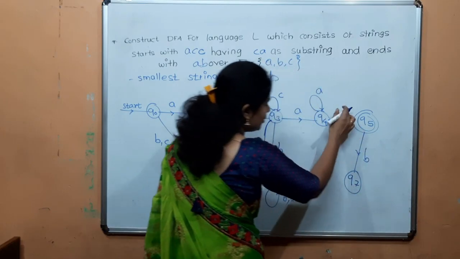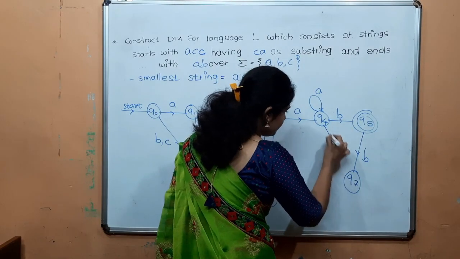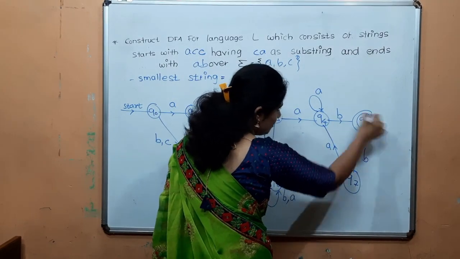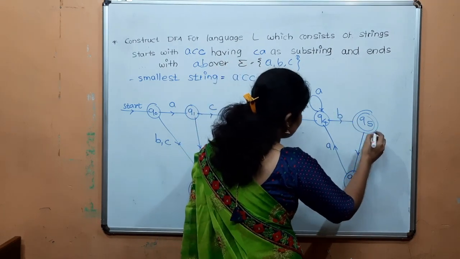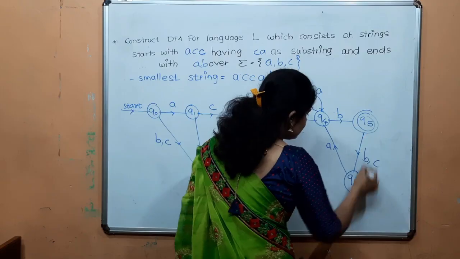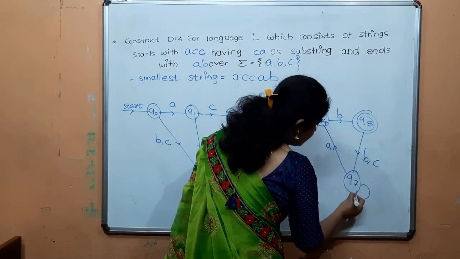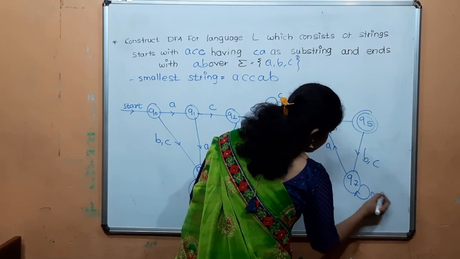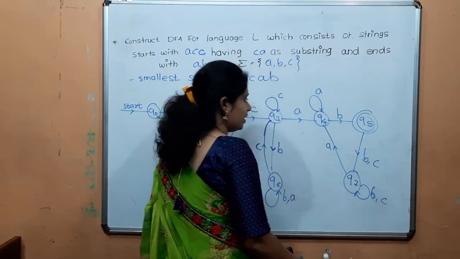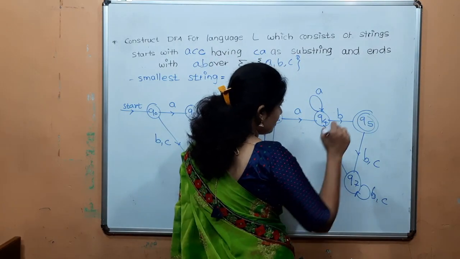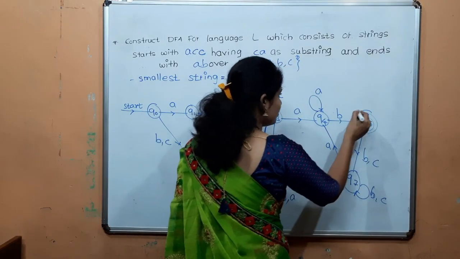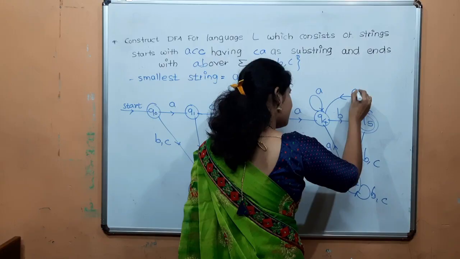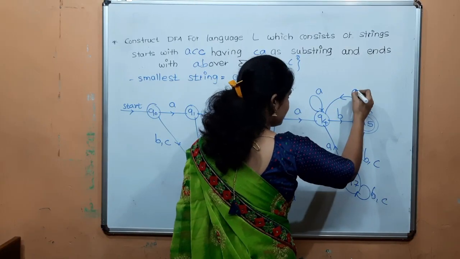See here, after this B occurs, B, A, B. Okay, after this B, if C occurs, then what can I do here? Here I can give C, A, B. Okay, and here we can give the self loop of B comma C. Okay, now see here, after this B, if A occurs, then what can I do? I can give A here, A, B. Okay, understand?